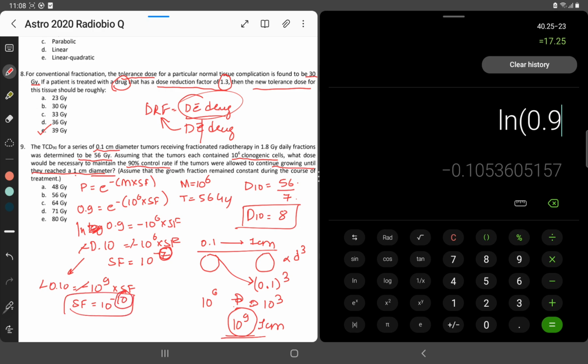So 10 log kills. Multiplying this with the D10, the total dose for this 1 centimeter tumor would be 8 times 10, that is 80 gray.